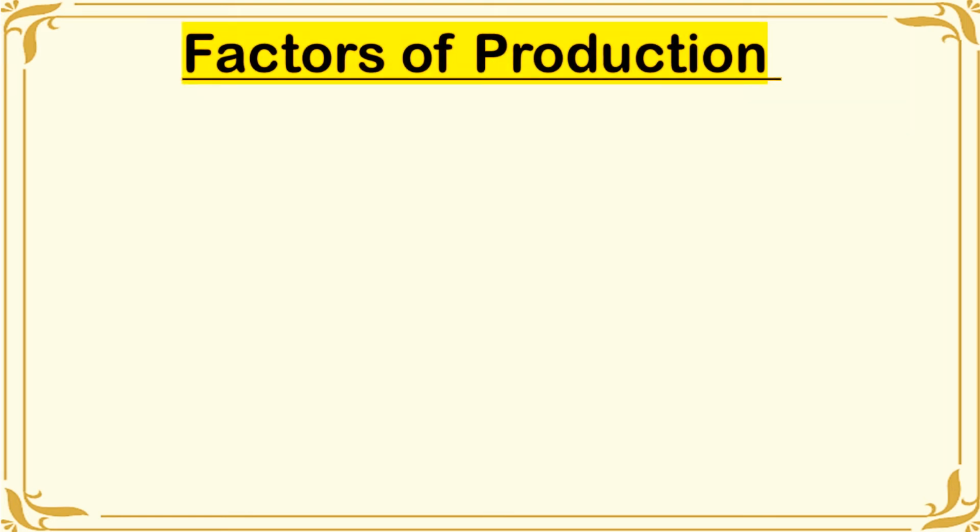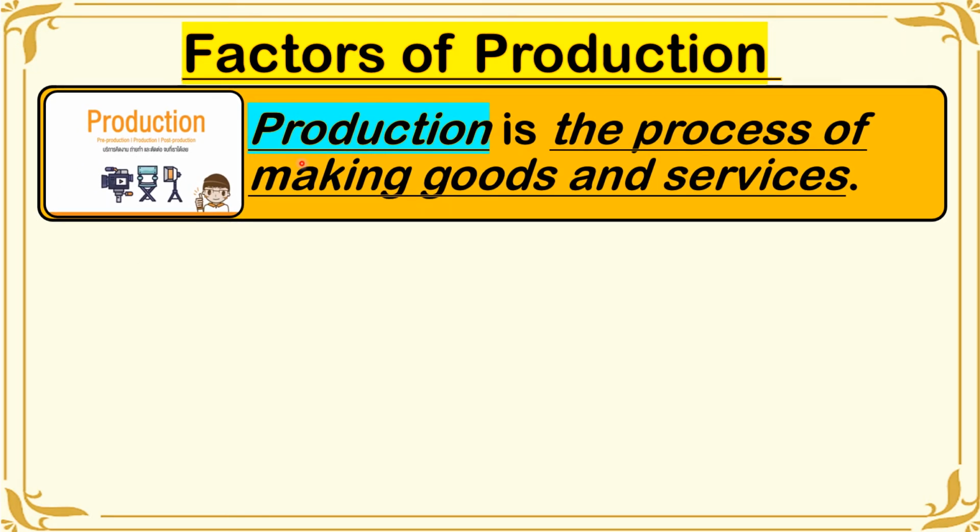Thus, let's proceed to Unit 7, which is about the economy. The first topic that we're going to discuss is factors of production. But first, what is production? Production, class, is the process of making goods and services, of course, for your own use or for your business, for consumers, customers.